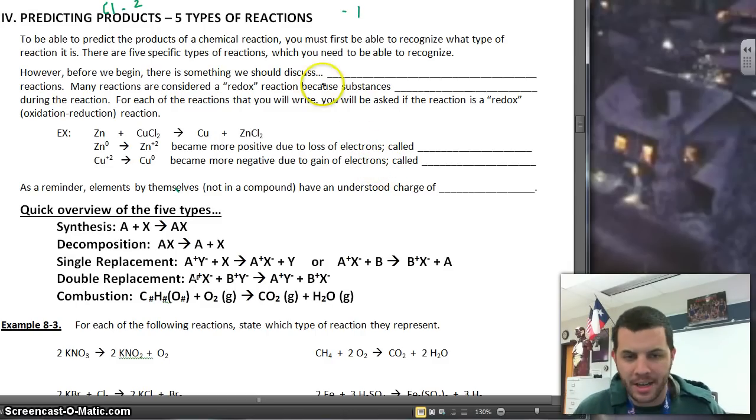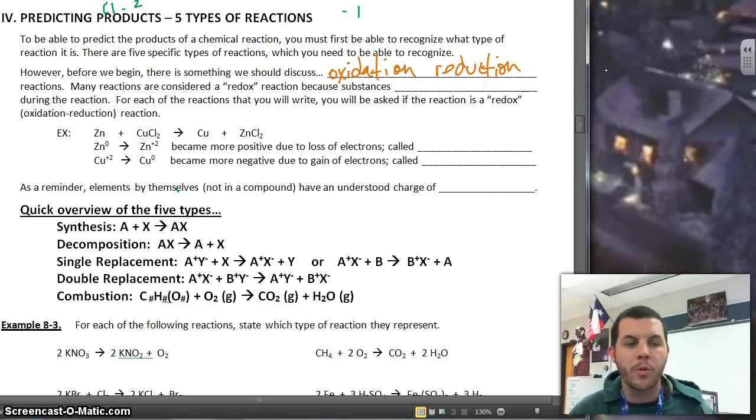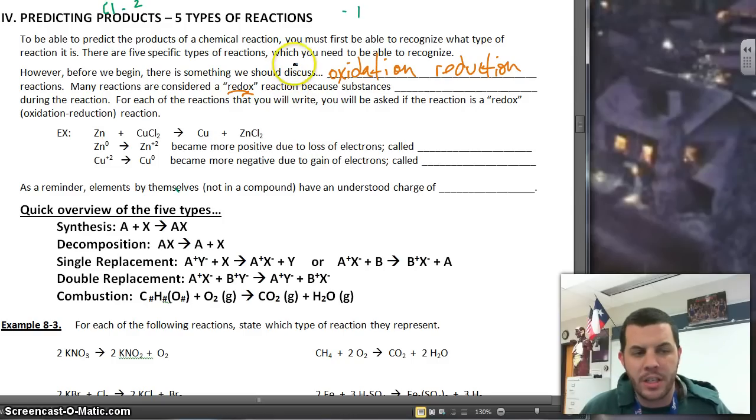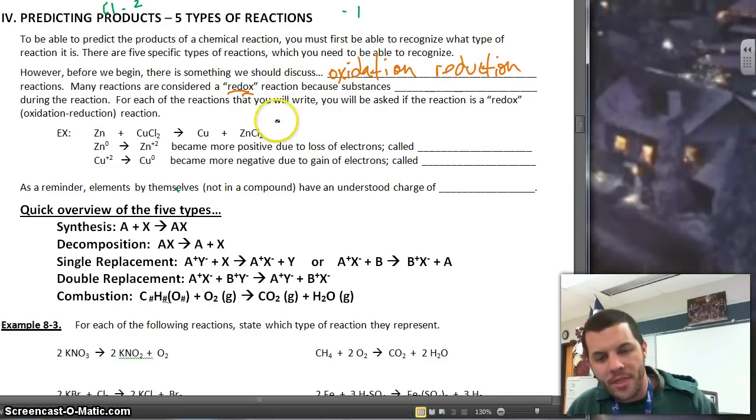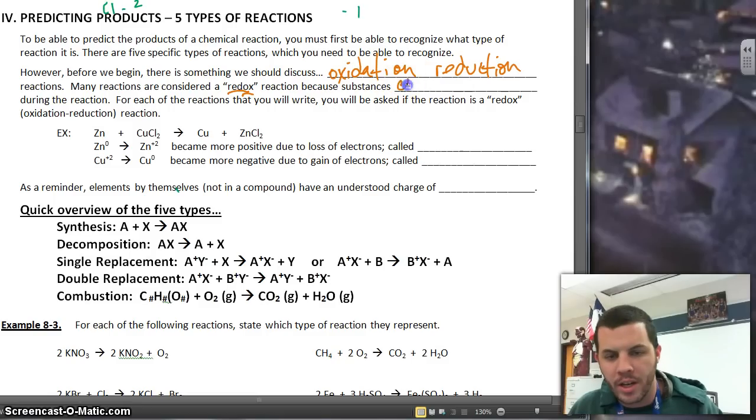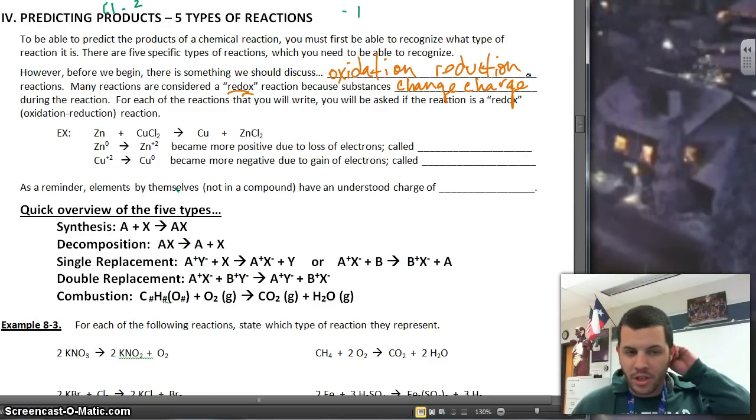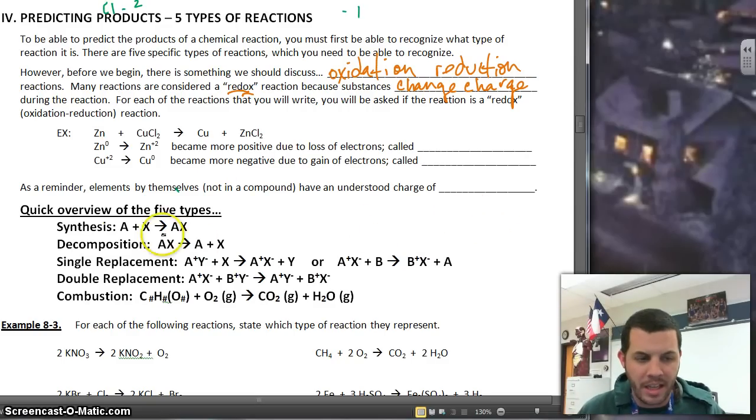Oxidation reduction reactions. Now we can shorten that term to redox reactions, okay? Red is for reduction, ox is for oxidation, okay? Now these are going to be when you have atoms within compounds which are going to change charge, okay? So if you have atoms which change charge, then you know that you have an oxidation reduction or redox reaction. So let's take a look at this.